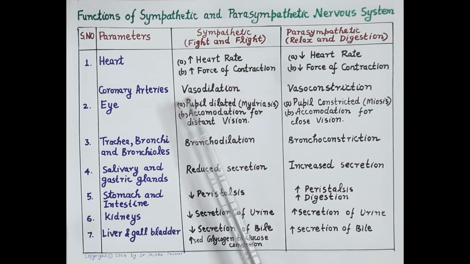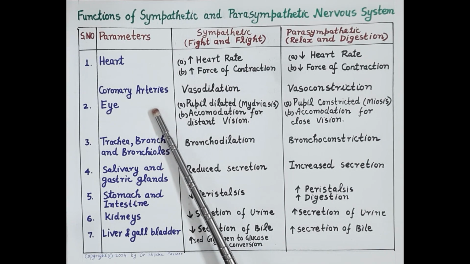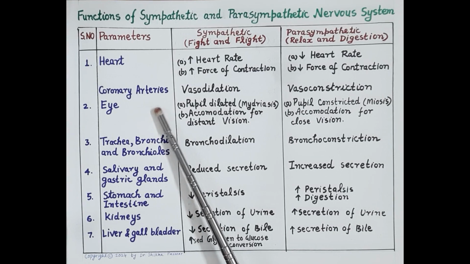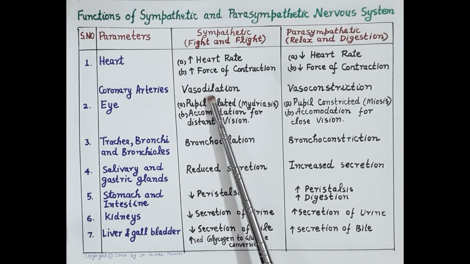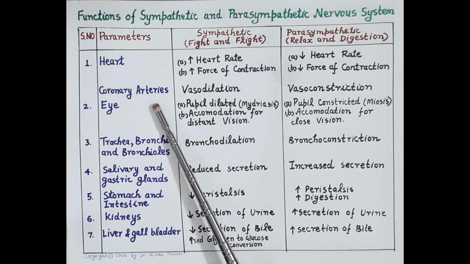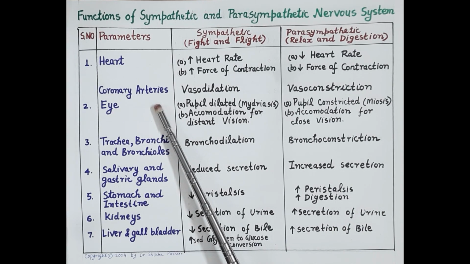Then coronary arteries. Coronary arteries are the blood vessels that supply blood to the cardiac muscles of the heart. So sympathetic stimulation produces vasodilation, and vasodilation causes dilation of the coronary arteries, and the supply of blood to the cardiac muscles increases. So they contract more forcefully.